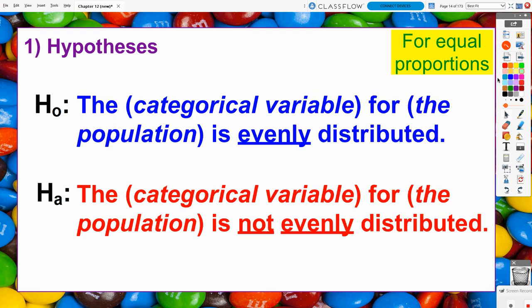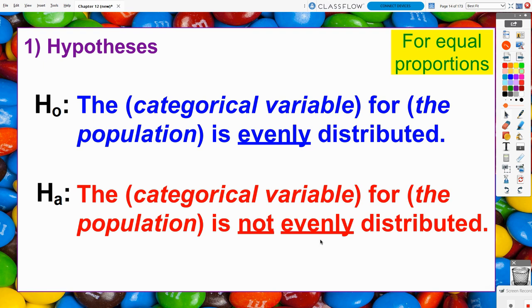Now, for the other situation, which is the one that we're going to cover in the video 1 follow-up in class, what if we had equal proportions? Or what if everything was evenly distributed or uniformly distributed? So the null hypothesis would be that the categorical variable, whatever we're collecting data for, in the population is evenly distributed. It looks nice and even. Everything is spread out equally. Versus alternatively, that it's not evenly distributed.